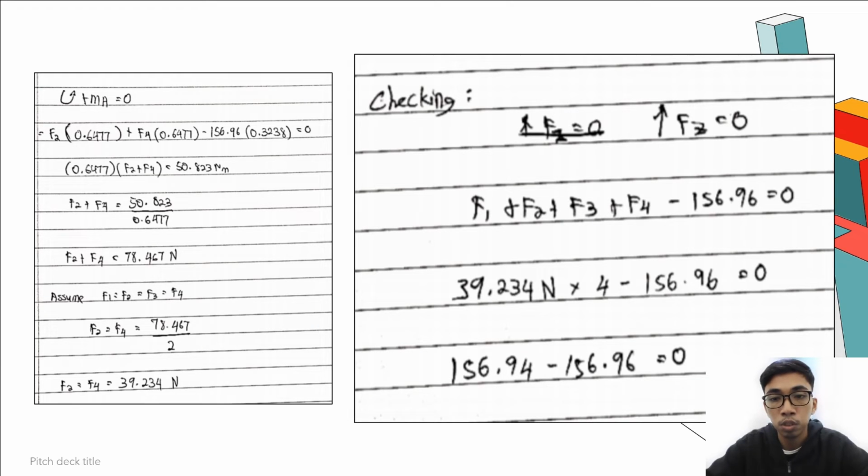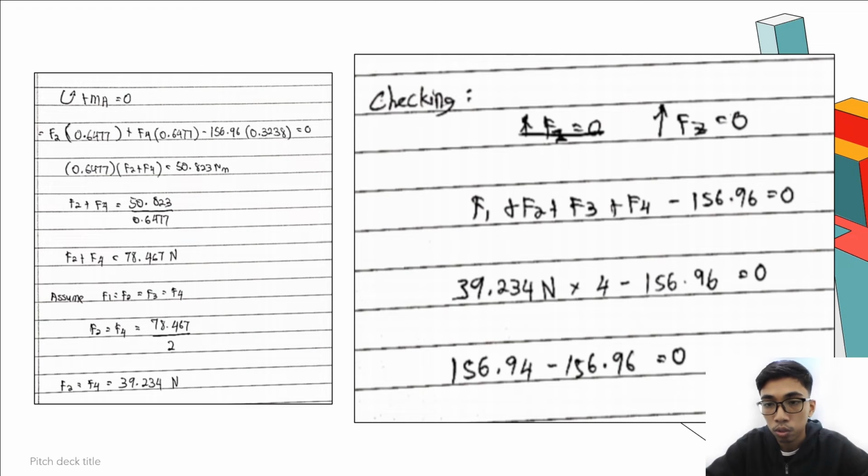Next, we want to find the distributed force on the load. We use the formula F1 equal to F2 equal to F3 equal to F4. Why do we use F1 equal to F2, F3, F4? Because we have four supports with the same space. Then, using this, we fill in the formula with the values we got from above. Then we can get F2 equal to F4.